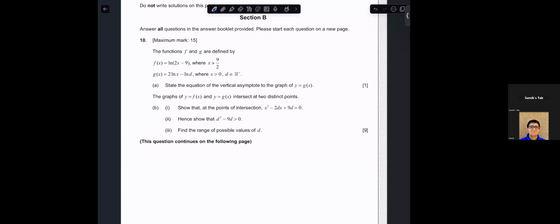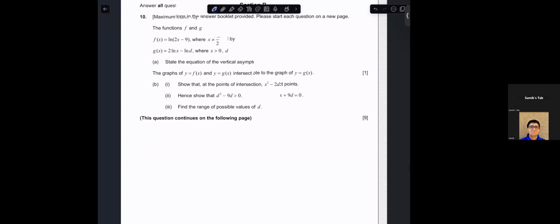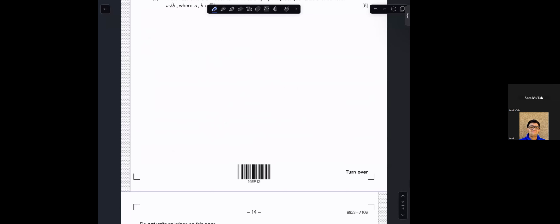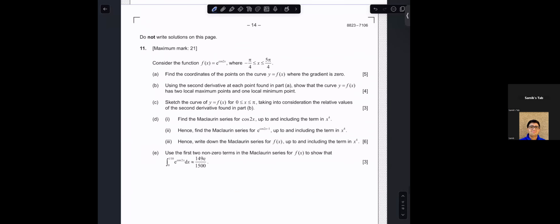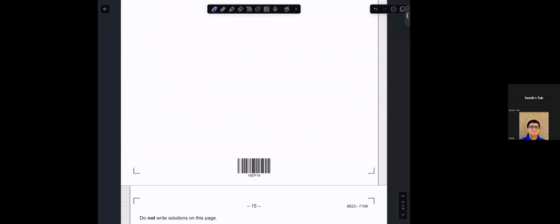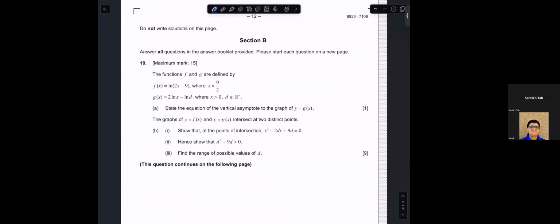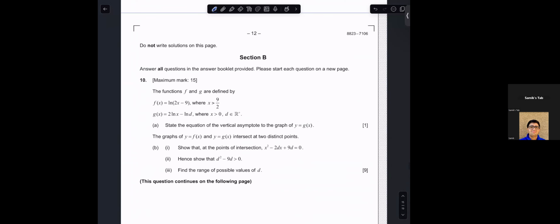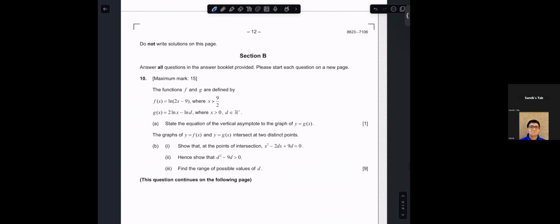So we're going to now do Section B questions. These are the very long answer type of questions, and you can see they're quite high marking questions. Section A is about 55 marks, Section B is 55 marks, so 110 marks in total.